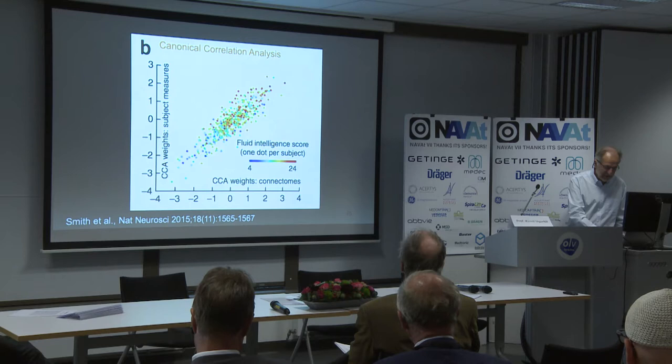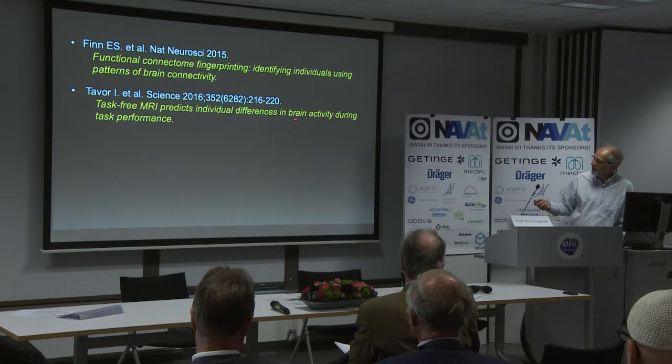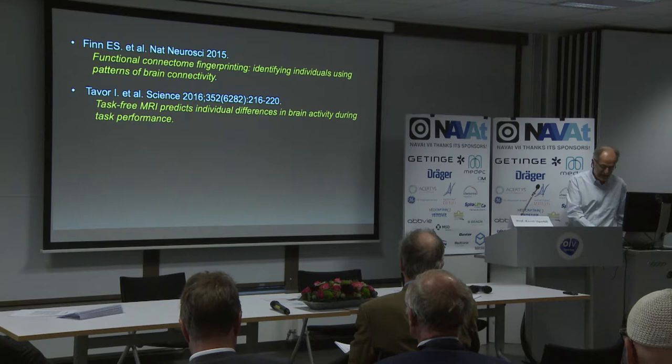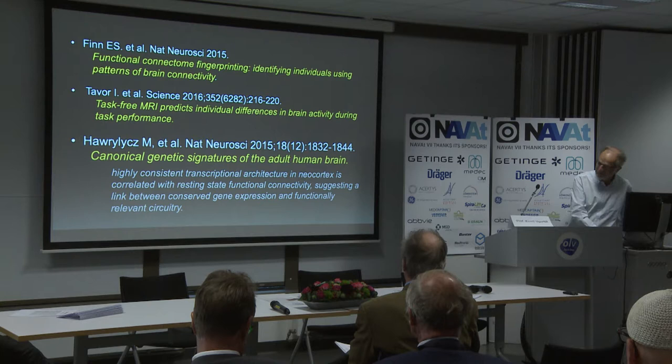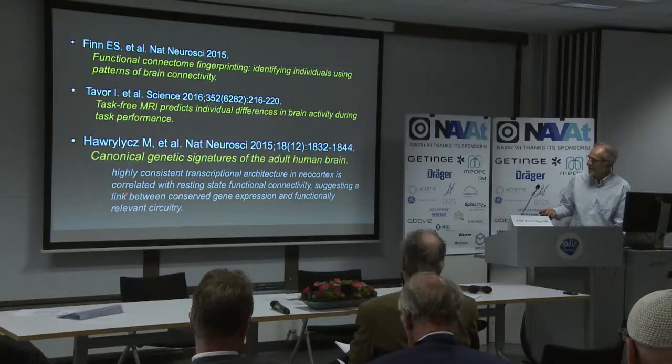Some other examples, Finn et al. from Yale showed that you can identify individuals based on their brain connectivity from fMRI data. You can actually predict, if you have these fluctuations data, spontaneous activity, how each individual will respond to a task. Maybe that is not so surprising, but the fact that you can do that is actually very interesting. And of course, there will be a lot more coming up about genetics and brain activity, because we just released relatively recently sequencing for each of the subjects we have used, but already there are some examples that canonical genetic signatures of the adult human brain correlate with these networks.